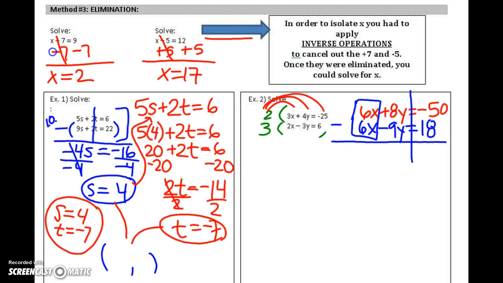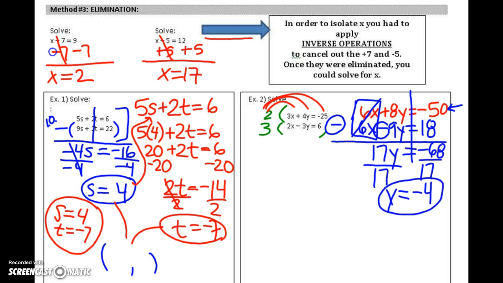When I subtract 6x minus 6x, they go away completely. When I subtract 8y, take away negative 9y, that really becomes 8 plus 9. So that gives me 17y. And when I have negative 50, subtract 18, it gives me negative 68. Now I need to divide by 17 on both sides. Solve for y. y equals negative 68 divided by 17, which is negative 4.